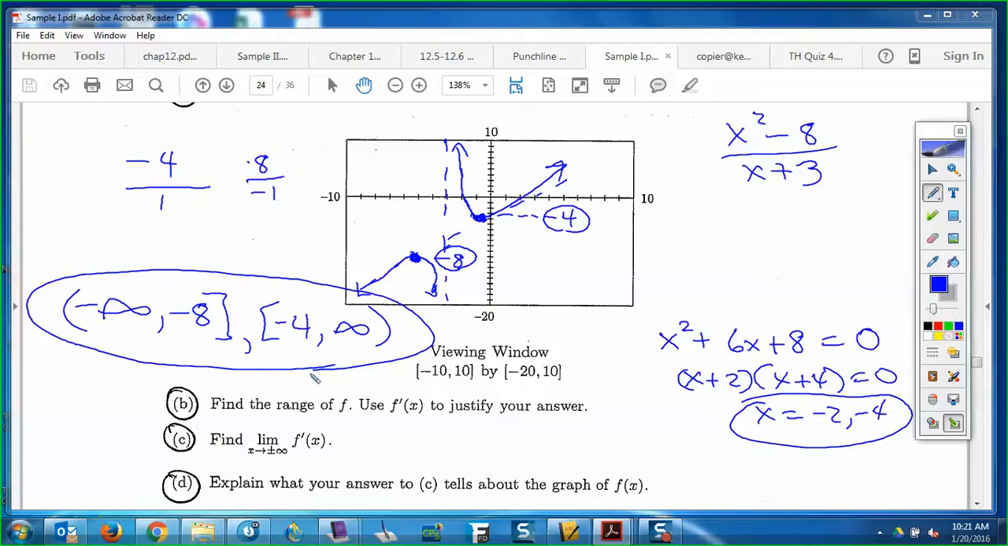Okay? So we need to understand domain and range. Domain is everything but -3. The range is the y value. So you've got to understand what range is. Okay, then what about this?